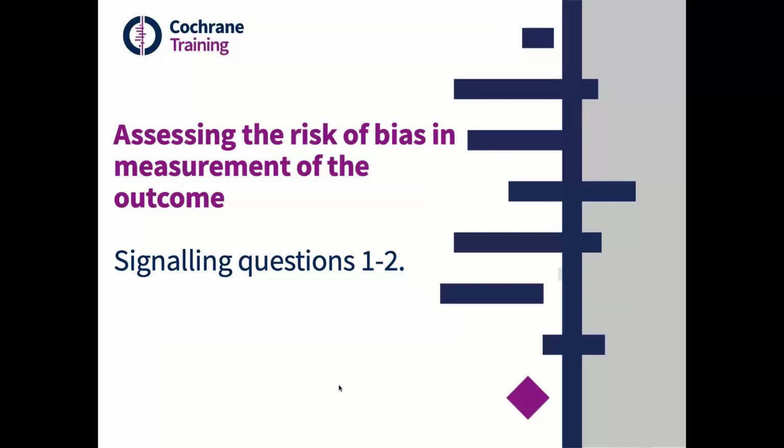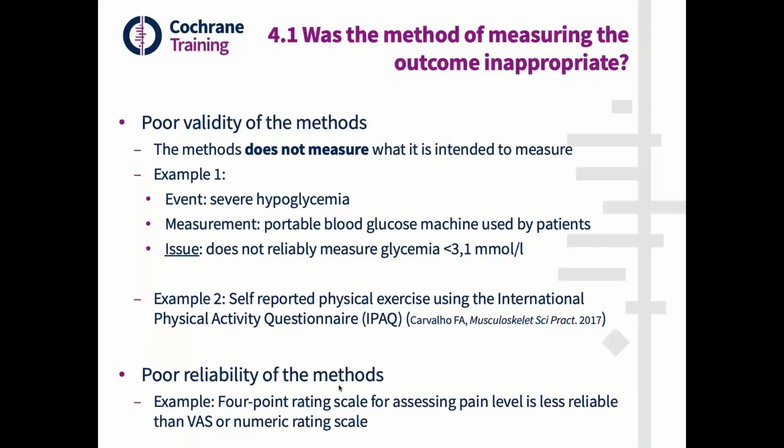Let's move on to signaling questions 1 and 2. So the first signaling question is, were the methods of measuring the outcome inappropriate? This relates more to non-differential errors. So what are we going to look at? First, we are going to look at the validity of the method. And we're going to answer yes if there is a poor validity of the method. A poor validity of the method means that the method for outcome measurement does not measure what it is intended to measure. Let me give you some examples.